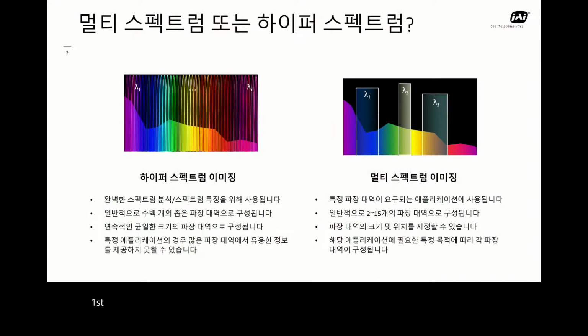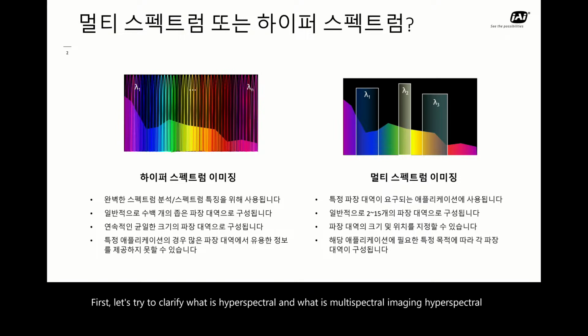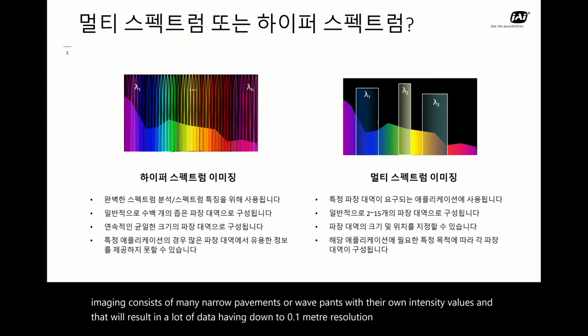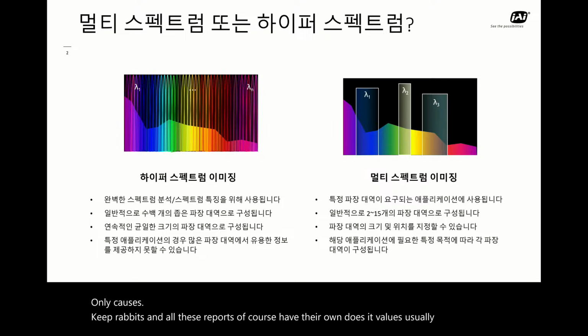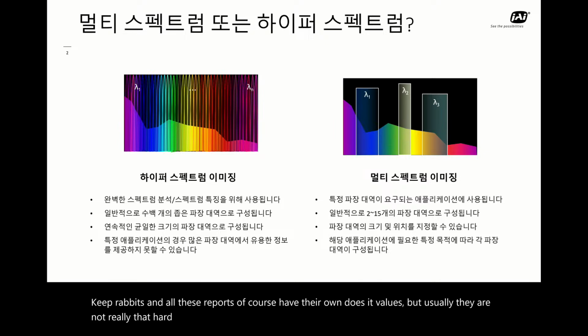First, let's try to clarify what is hyperspectral and what is multispectral imaging. Hyperspectral imaging usually consists of many narrow wavebands, each with their own intensity values, and that will result in a lot of data, having down to 0.1 nanometer resolution. Compared to that, multispectral imaging only consists of typically 2 to 15 wavebands. And all these wavebands, of course, have their own intensity values, but usually they are not really that narrow. It always depends on the application and the camera type how wide a specific waveband is. But they are always discretely positioned, usually matching the requirement of a specific application.